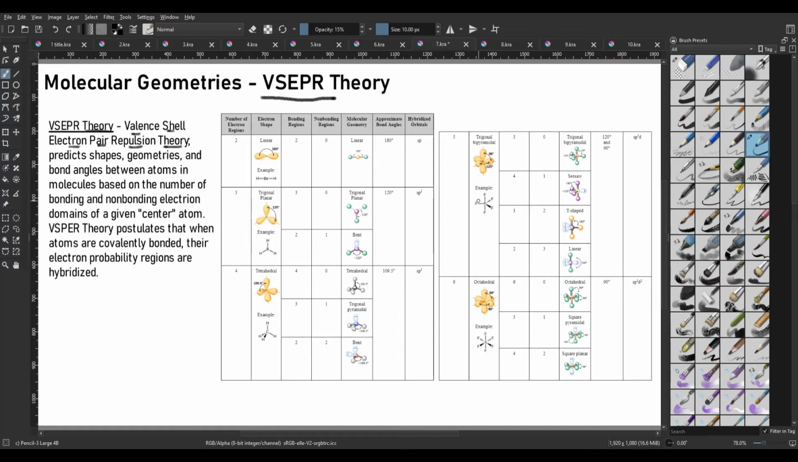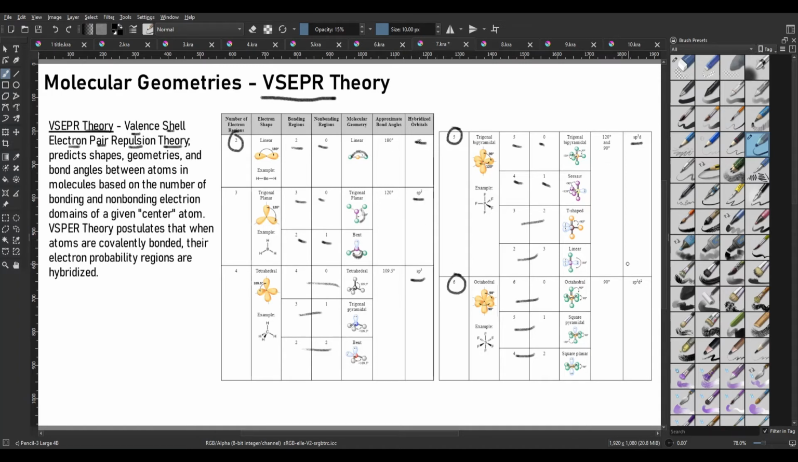Essentially what this idea does is, given the total number of electron regions, here I'll circle these, and the number of bonding and non-bonding regions, or domains as you'll sometimes hear them called, with all these numbers you can determine the shape and geometry of the molecule, along with the approximate bond angle between things. This is 180, 120, less than 120. In addition, you can also deal with hybridized orbitals.